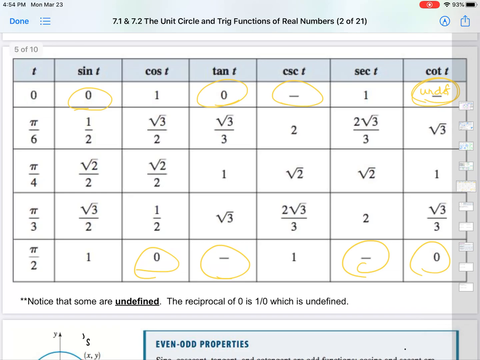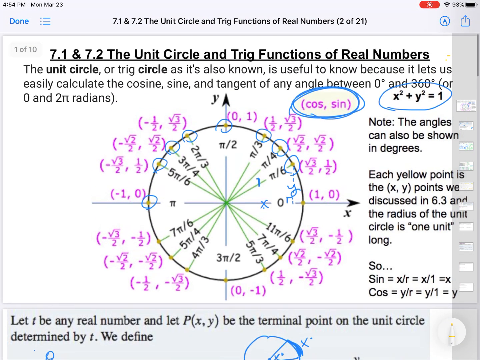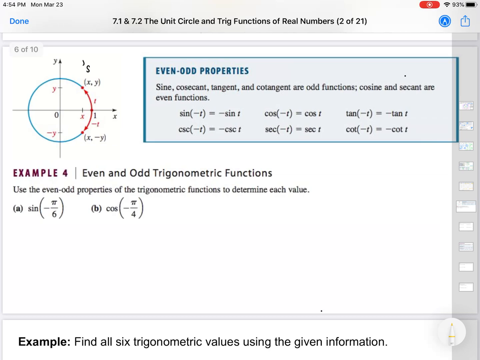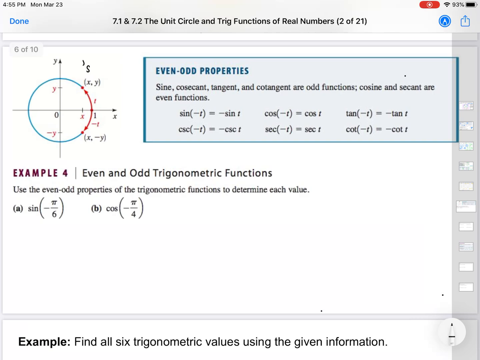Okay, all right. So, even in odd properties, I want to just think back just a little bit back to when we were learning about polynomials. So at one point we had to determine, I don't even remember what marking period it was. Might have been first marking period.